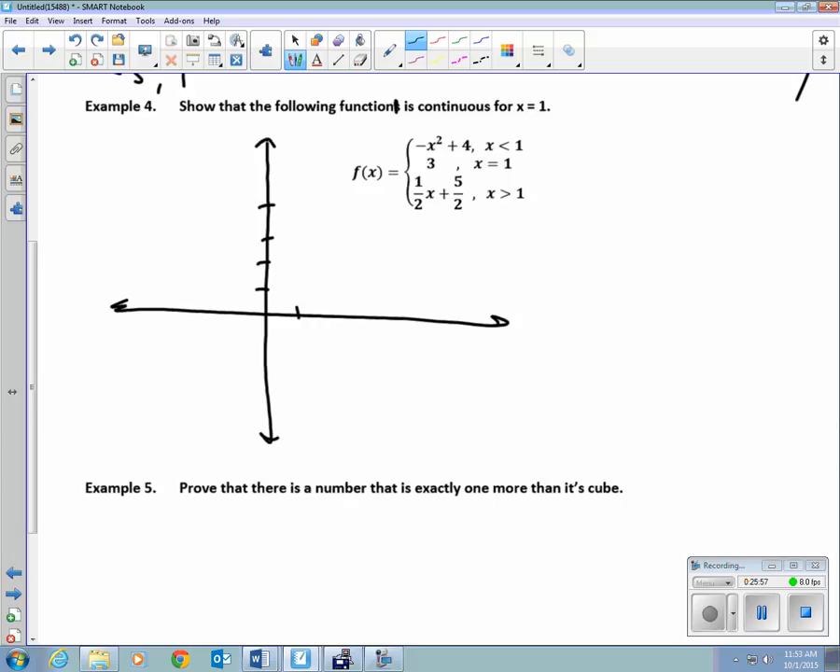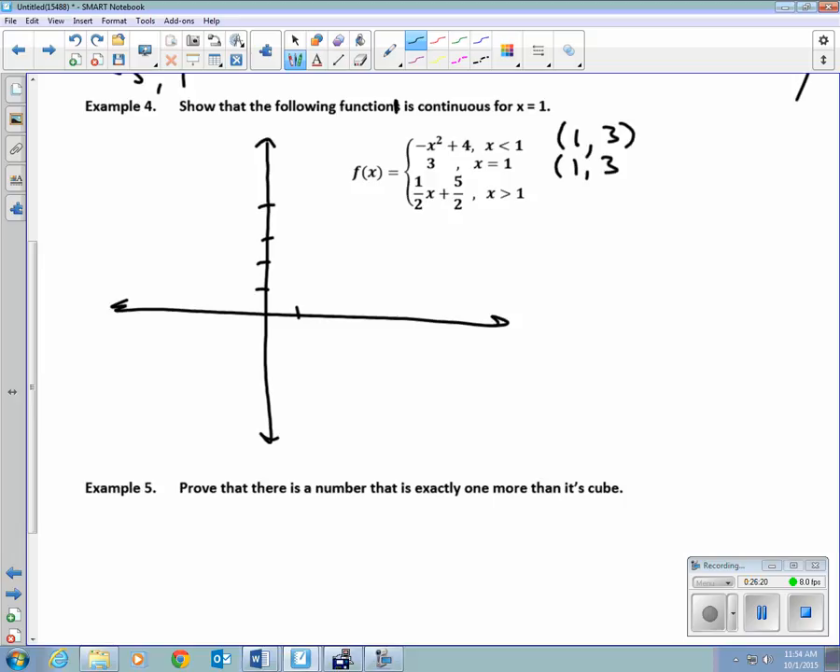What does the first graph look like? Yep, shifted upside down, up to 4. And if you plug in 1, what is the output? 3. Look at the second one. My input is 1. What's the output? 3. What does that graph look like?